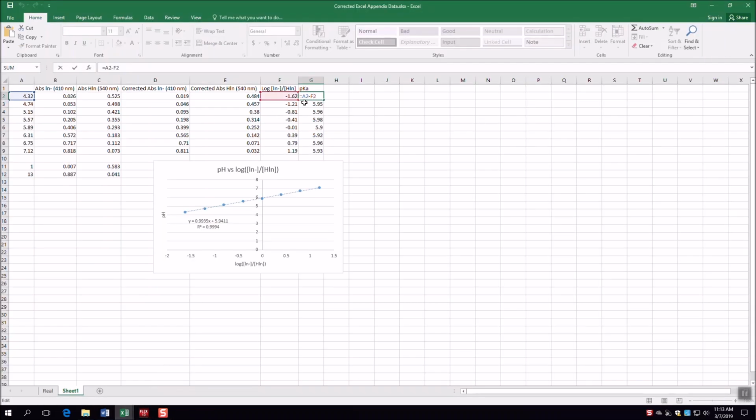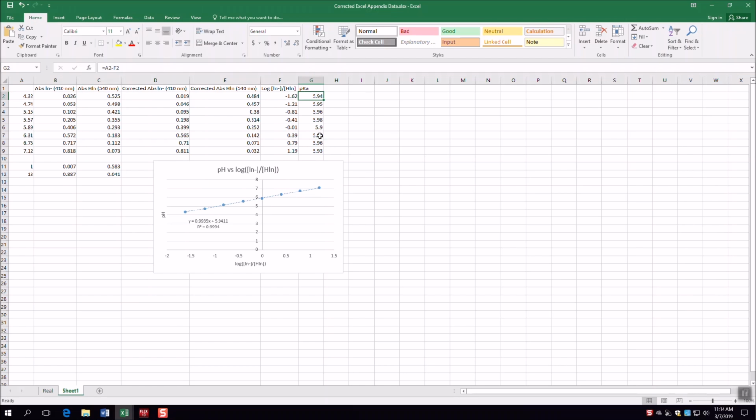So in my Excel file, you can see that all I did was my pH minus the log value that I just calculated. And when I do that and drag it down for each of my solutions, you'll see that I have pKa's around 5.94. Of course, it's not exactly 5.94 each time because of various errors I may have made while performing the experiment, but you can see that it is around 5.94 or even exactly 5.94 for some of the solutions. So that is a brief overview of what you're going to do in the lab.